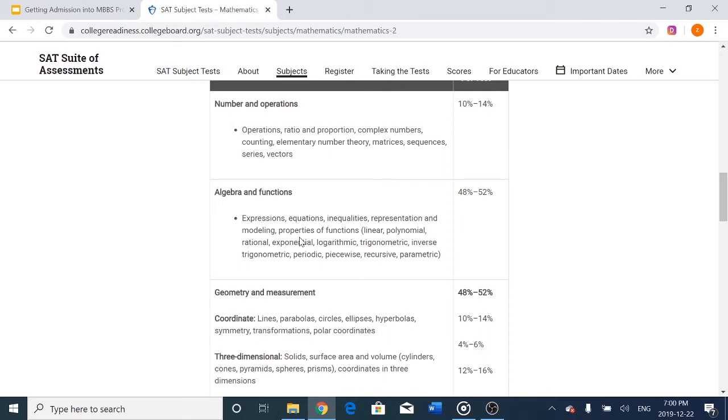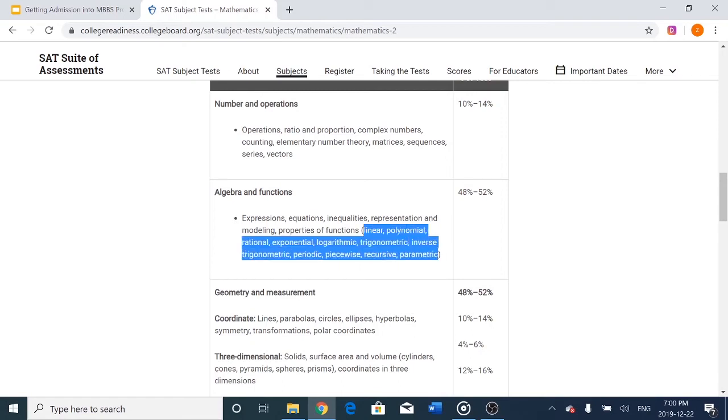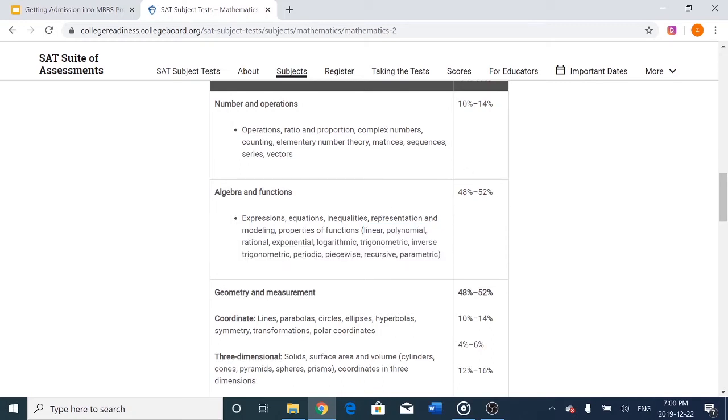It's 50 questions. They can choose to put whatever they want in there. Sometimes you might not find a single question on parametric. Sometimes you find one. So it's really about knowing all of these concepts. Don't leave any of them alone because this is the bulk of the test. Any of these can pop up, and it's good to know all of these topics.